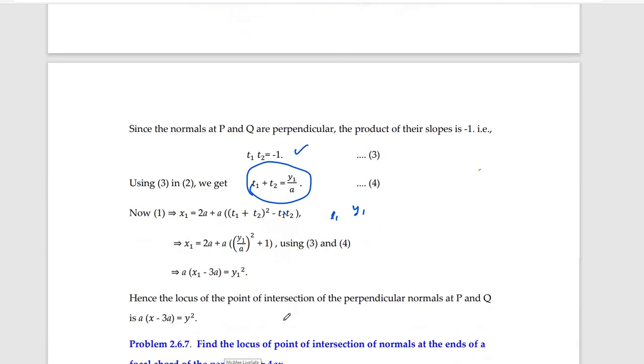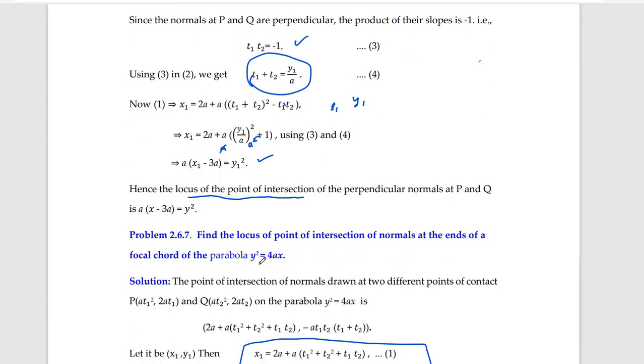So we have this to be x1 minus 3a, this is a, so 3a, into this one a square, you have in here a. So one a can be cancelled and then cross multiplying, this is what we have. We want to find only the locus of the point of intersection. So you have that to be x minus 3a equal to y square.